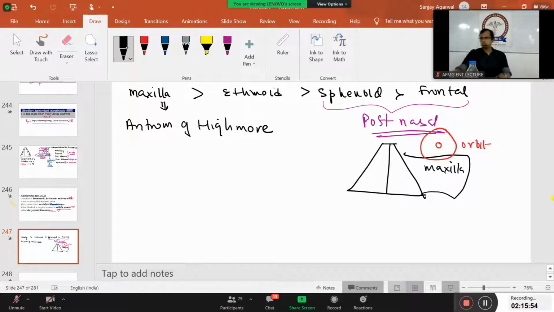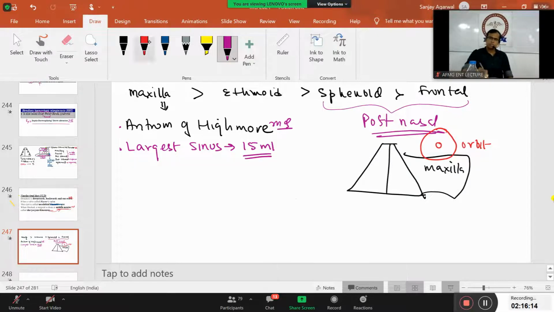Antrum of Highmore. This is a very important MCQ. What is the antrum of Highmore is a very important MCQ. It's the largest sinus. They ask its volume. Volume is an MCQ.